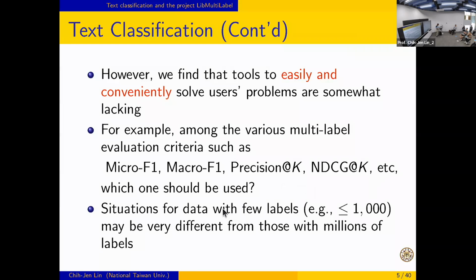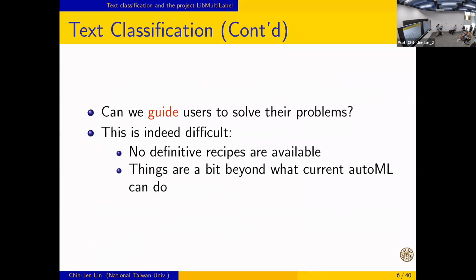Also, situations for different types of data can be very different. If you have a data set with, say, less than 1,000 labels, and a different data set with, say, 1 billion labels, then the way to handle them can be quite different. So that's another challenge. Our goal is to have some way to guide users to solve their problems. But this is indeed very difficult.